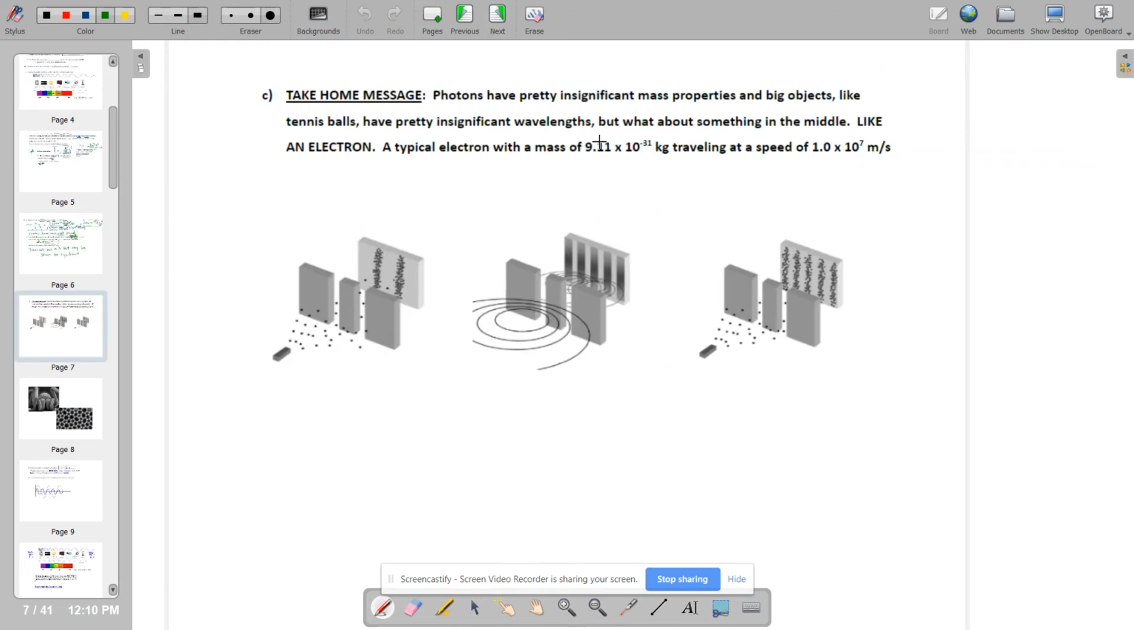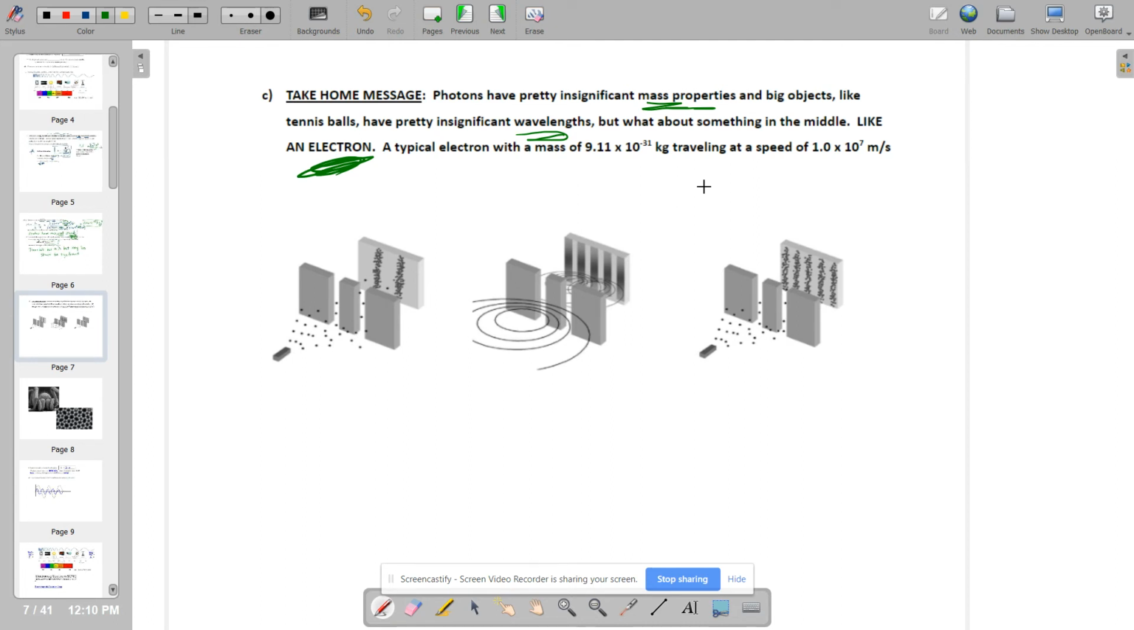The take-home message is this: photons have pretty insignificant mass, and big objects like tennis balls have pretty insignificant wavelengths. But what if you can find something that's sort of in the middle? The perfect thing is an electron. An electron has a really small mass and it's traveling really fast.